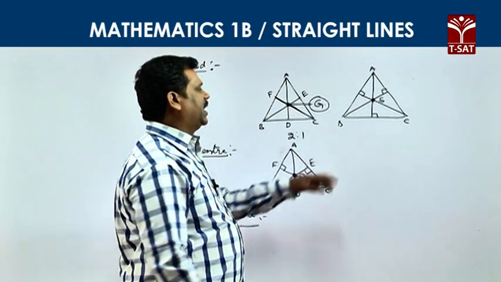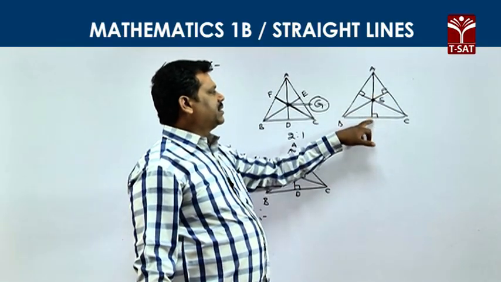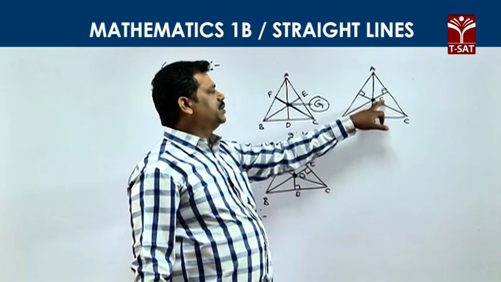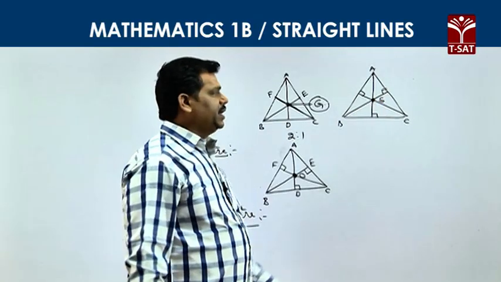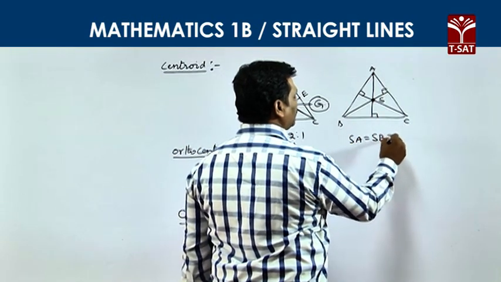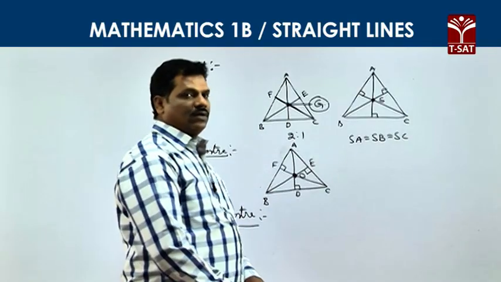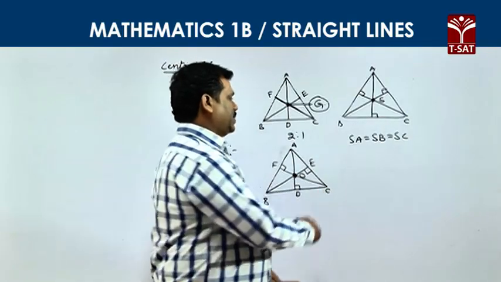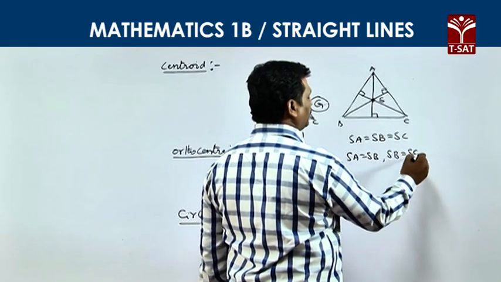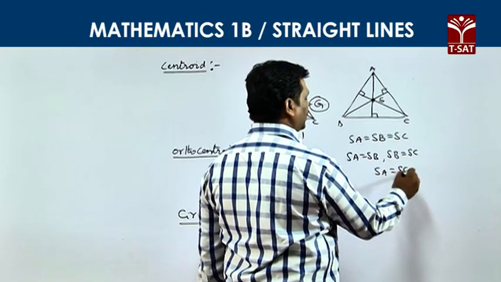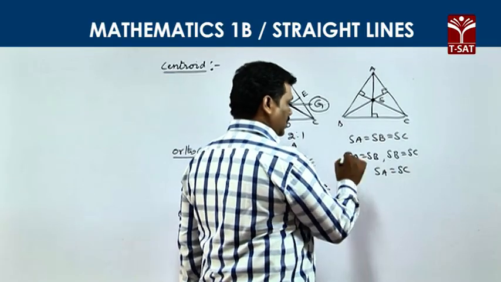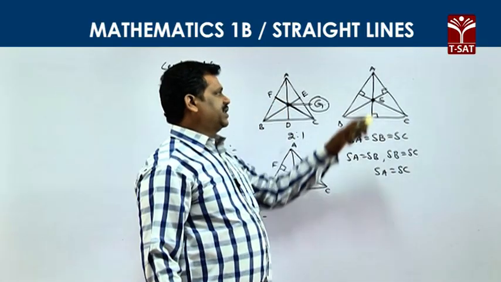It is denoted by S. The perpendicular bisectors of the sides of a triangle are concurrent. The point of concurrency is called the circumcenter and it is denoted by S. In triangle ABC, the length of SA is equal to the length of SB is equal to the length of SC. So, taking any two conditions, SA equal to SB, SB equal to SC, and SC equal to SA. Solving the two conditions, we get two equations. Solving the two equations, we get the circumcenter.